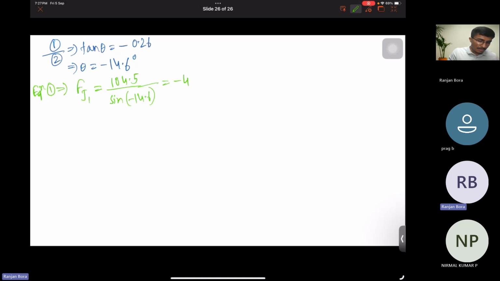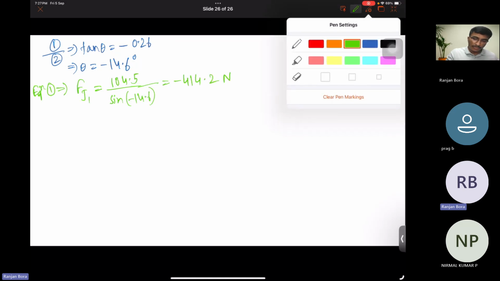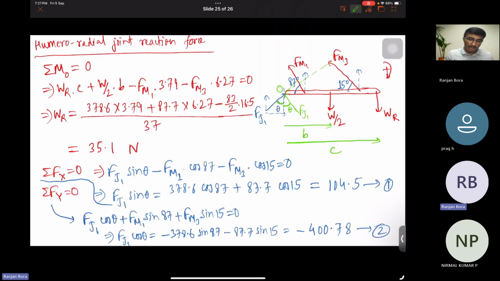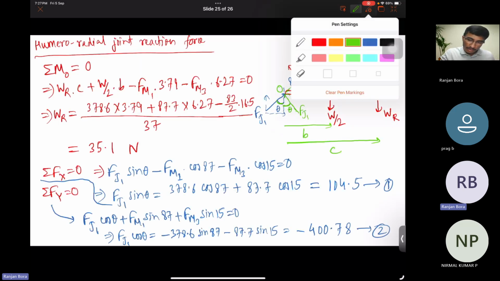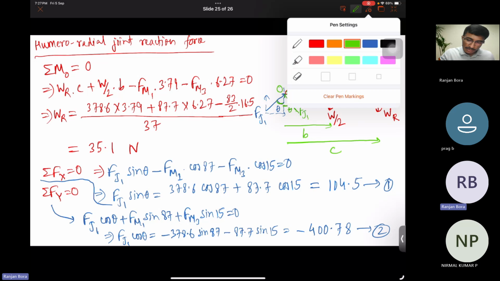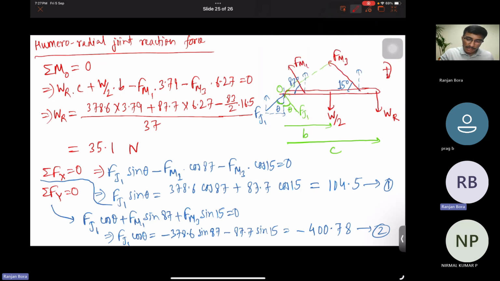It is coming minus 414.2 Newton. So FJ1 direction will also be in the opposite direction. We assumed that FJ1 was in this direction, but in the actual scenario, FJ1 will act in the opposite direction, at an angle theta. So FJ1 will act along this direction, and this is angle theta.